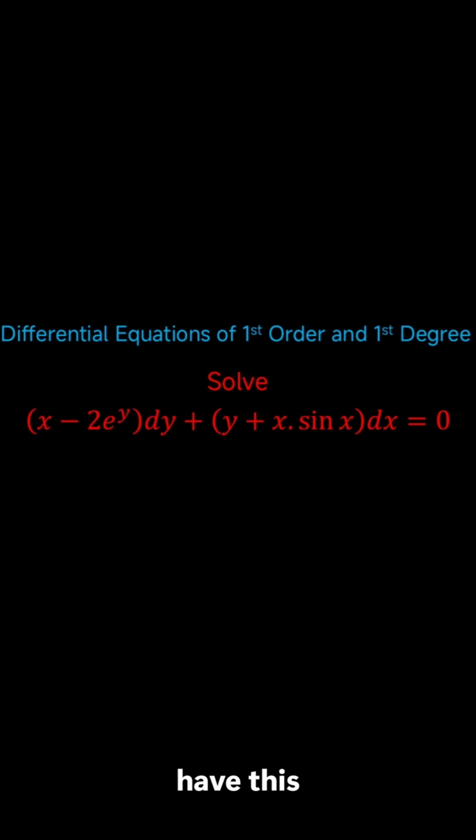So here we have this question which is based on differential equations. As you can see, we are given (x - 2e^y) dy + (y + x sin x) dx = 0, and we are required to solve this.